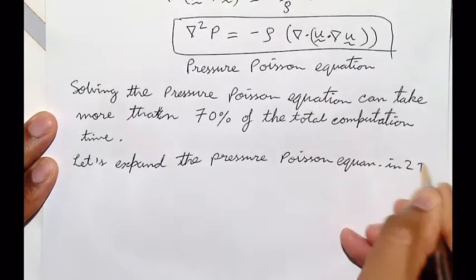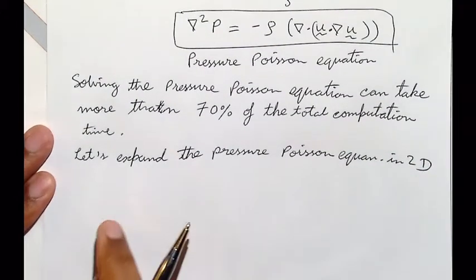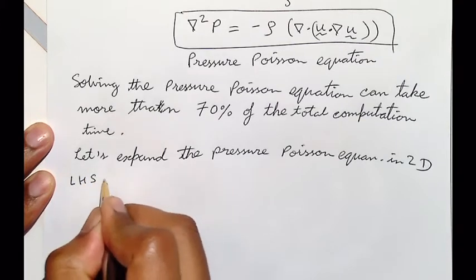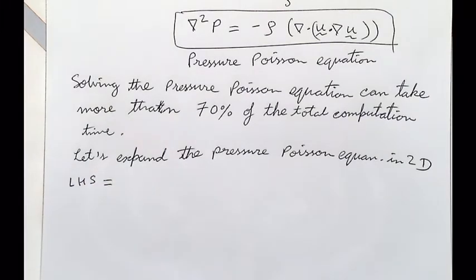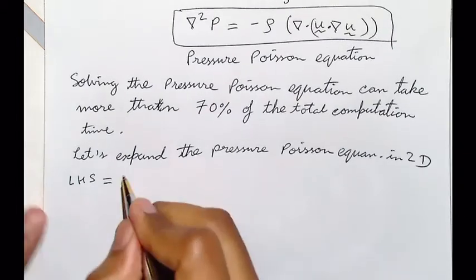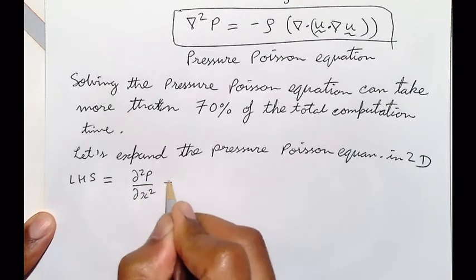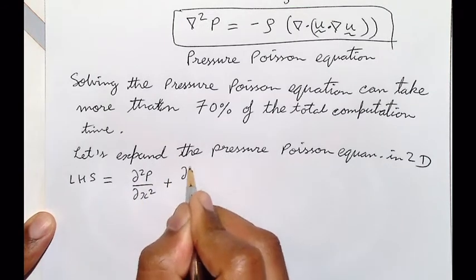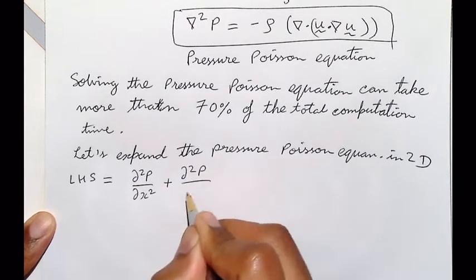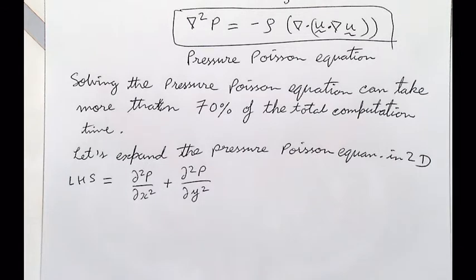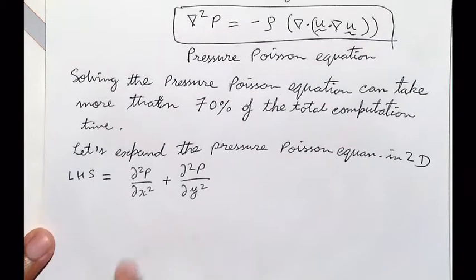In 2D, right? All right, I will need your help. What is the left hand side? It's partial squared over partial x squared plus partial squared over partial y squared. Anything else? No, that's it. Fine. That's relatively straightforward.